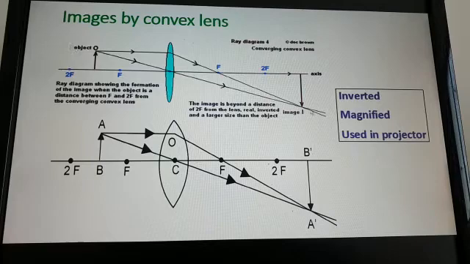This is the object and this one is the image. From here you can see that this is larger than the object. But what are the characteristics of the image formed when the object is placed in between F and 2F? It is an inverted, magnified and real image, and this type of lens is used in the projector.